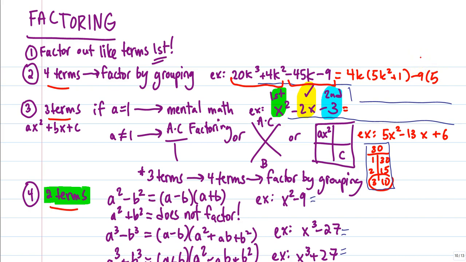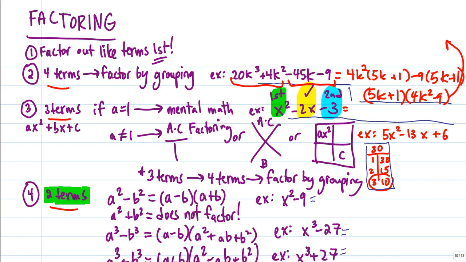Oh, this should have been, I'm supposed to pull out 4k's, which makes that just k. Okay, so 4k squared times 5k plus 1, minus 9 leaves us with 5k plus 1. So now what's the purpose of this? These two groups have what in common? 5k plus 1 times 4k squared minus 9. That's factoring by grouping.